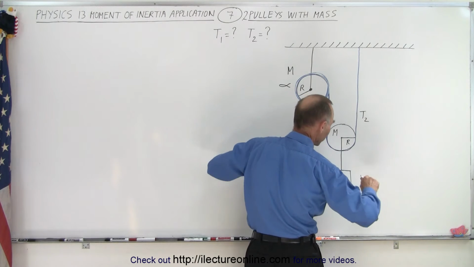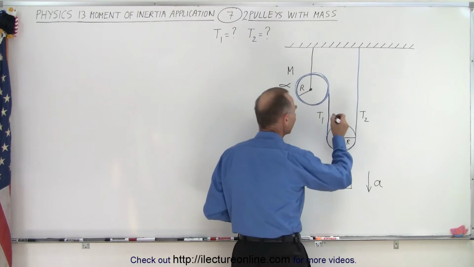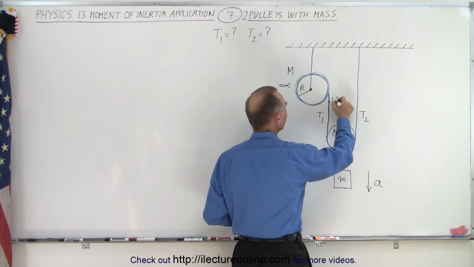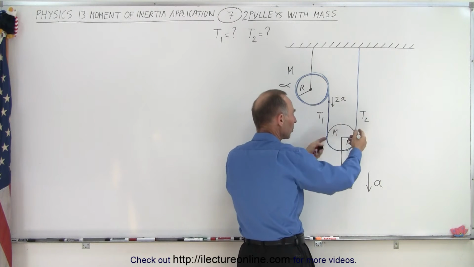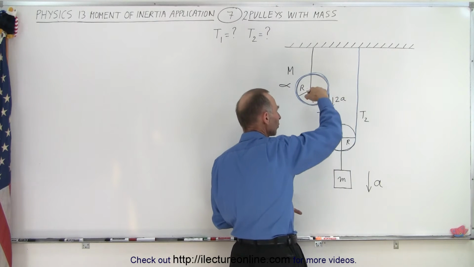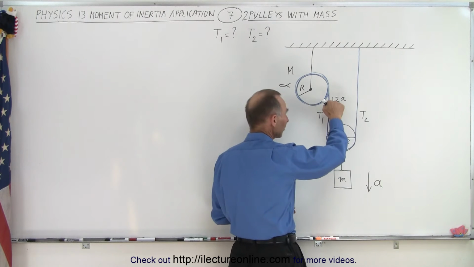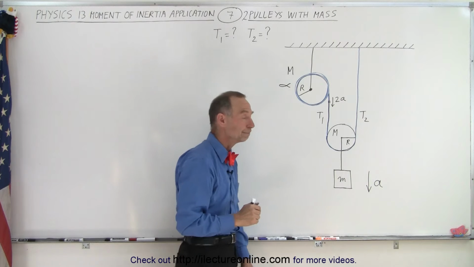Let's call the acceleration of the mass here A. And then if we take a small piece of the string here, the acceleration over here is going to have to be 2A, because of the way the string wraps around this pulley as it goes down. The acceleration of this string down here as this pulley begins to turn will be twice as much, or the velocity of this piece of string will be twice the velocity of the pulley coming down.